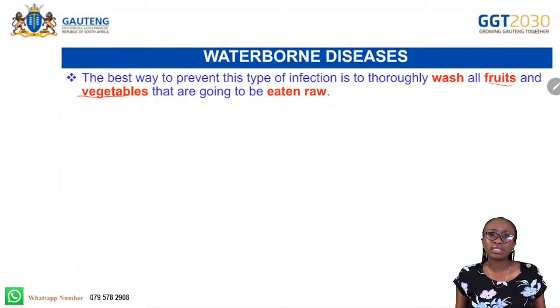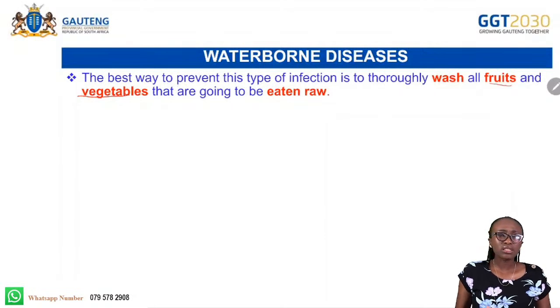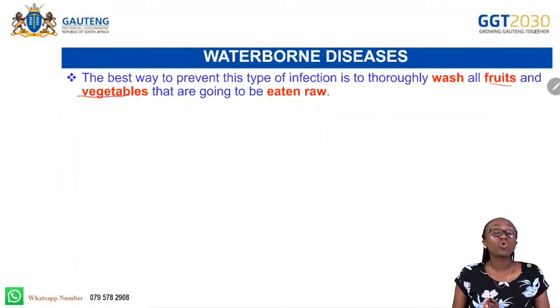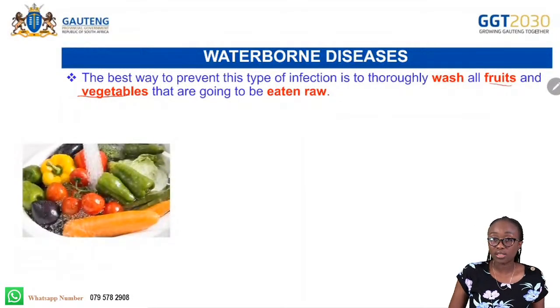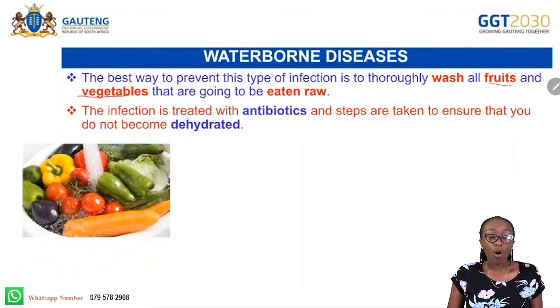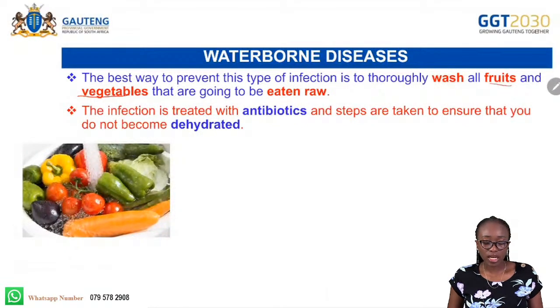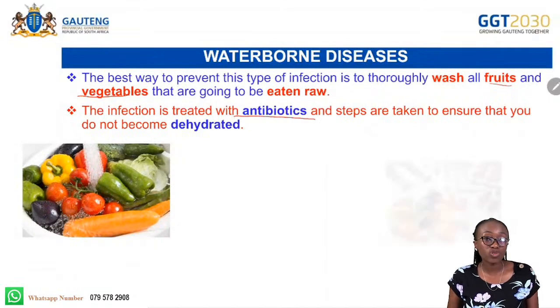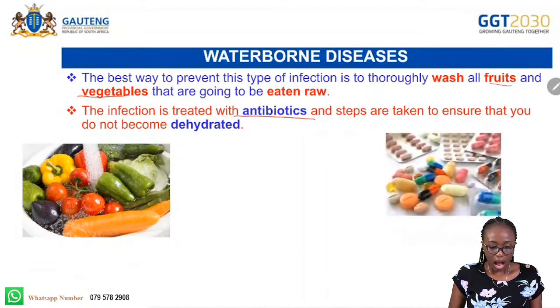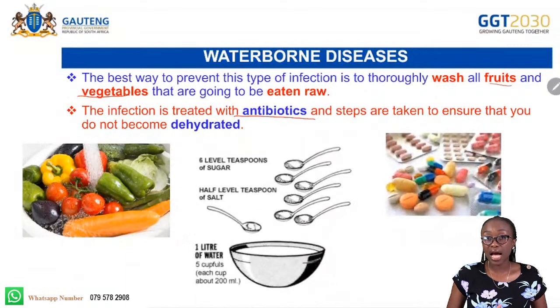So if you're going to make that Greek salad that has lettuce and other raw vegetables, make sure you wash them thoroughly before you eat them. Now, how is an infection treated? An infection is treated with antibiotics, and steps are taken to make sure that you do not become dehydrated.